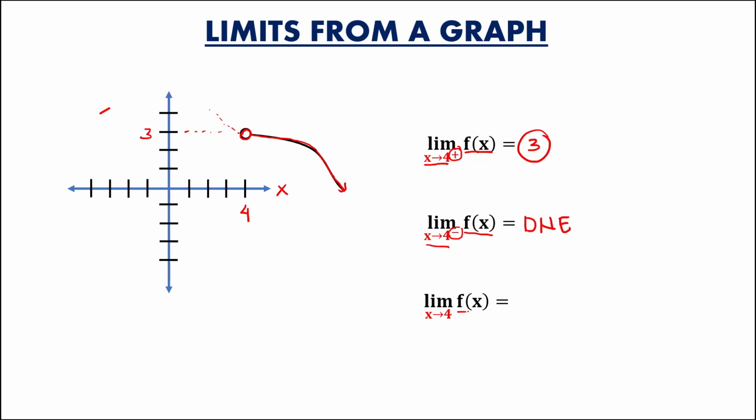Then for this limit of a function as x approaches positive 4, this limit must have a right side limit and a left side limit. Since at this coordinate there is no left side limit, this limit does not exist.